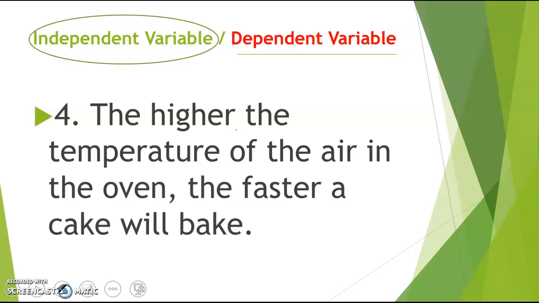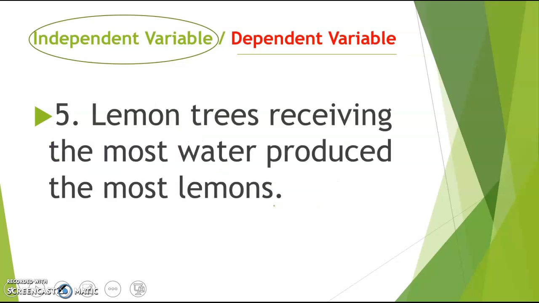will bake. All right, independent variable. What are you changing? Well, you're changing the temperature. You're changing the temperature that the oven is set at. And then, what are you measuring? Well, how fast a cake will bake. Essentially, you could time it. That's something that you can measure. That's a dependent variable. Number 5, lemon trees receiving the most water produce the most lemons.